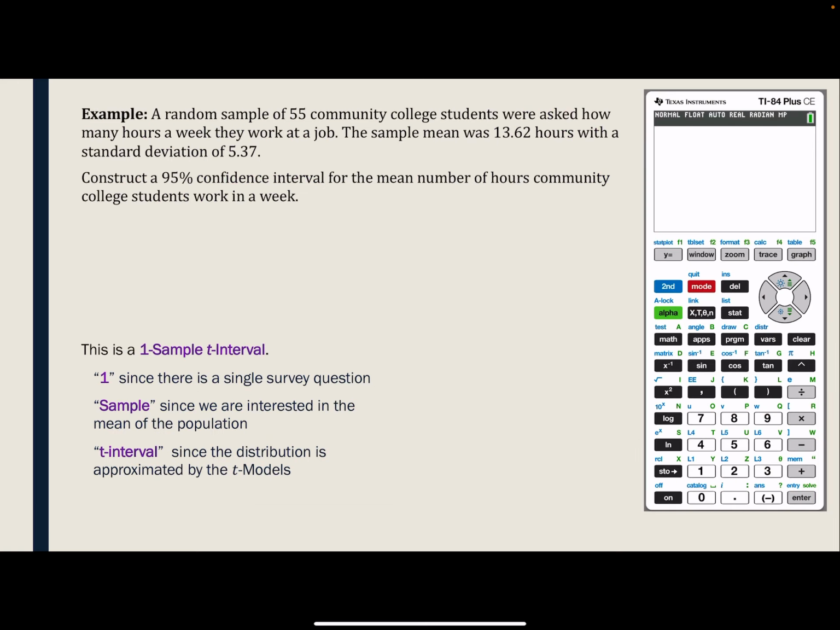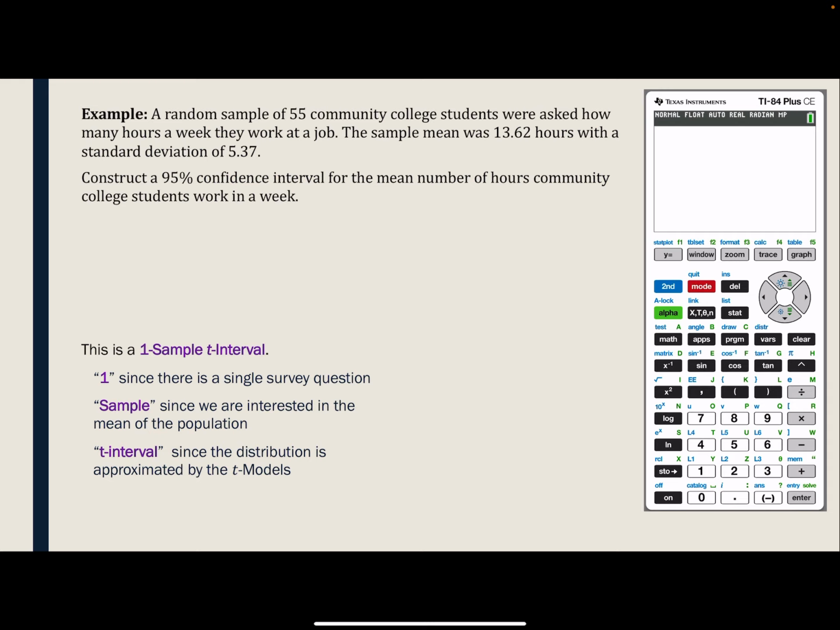Okay, so we're not going to do anything by hand. We're going to use our calculator for these. And the interesting thing about the command for these types of intervals is that we can either use statistics that are given to us or data. So we're going to do both of those examples.